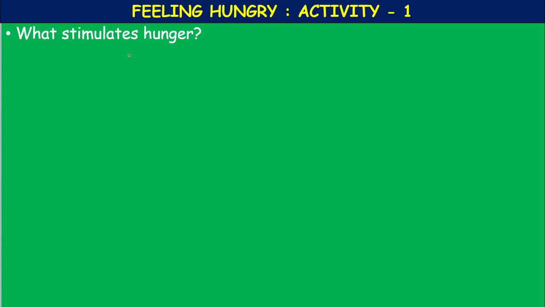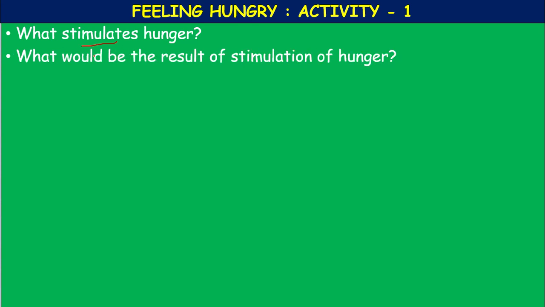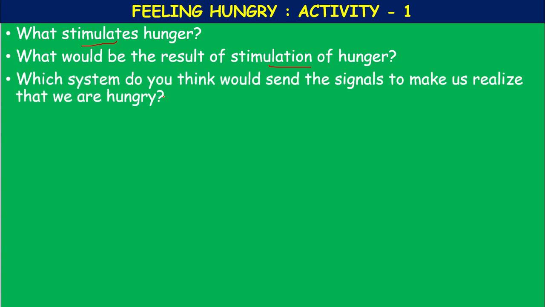So what stimulates hunger? What would be the result of stimulation of hunger? Okay, the stimulation of hunger. When you feel hunger, when you are tired, when you need energy, isn't it? Which system do you think would send the signals to make us realize that we are hungry?